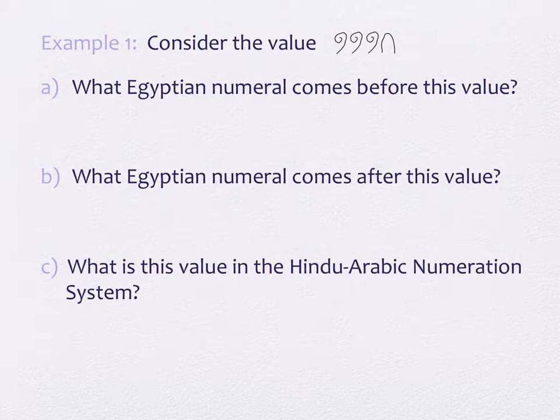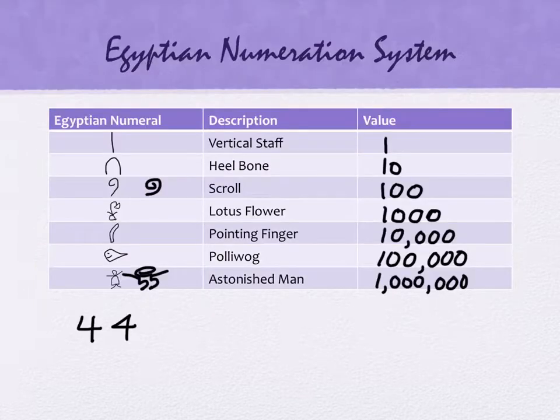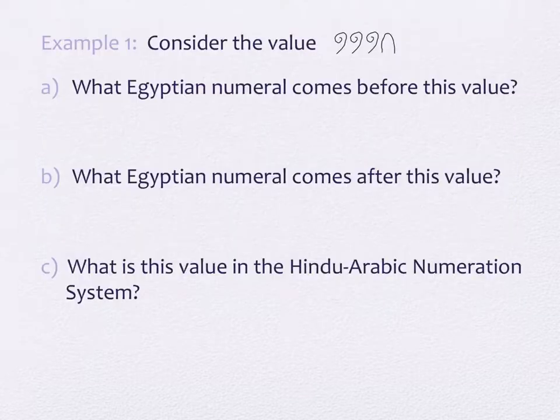So here's their symbol. I've got 3 scrolls and I've got a heel bone. And in our number system, we always look at the last digit when we're trying to go one number bigger or one number smaller, right? And you do the same thing in their system. That heel bone is worth what? It's worth 10, okay? So if you wanted to increase it by 1, what do you think you would have to do to find the next number in their system? You'd add a vertical staff.